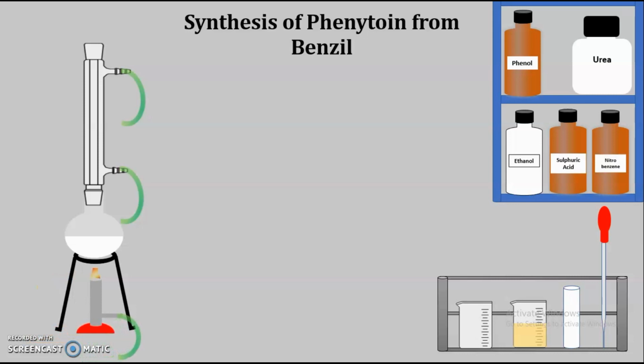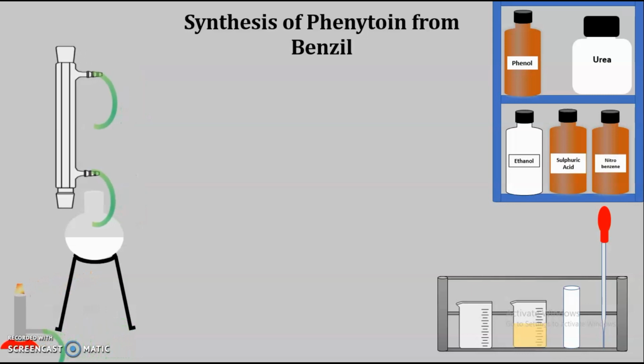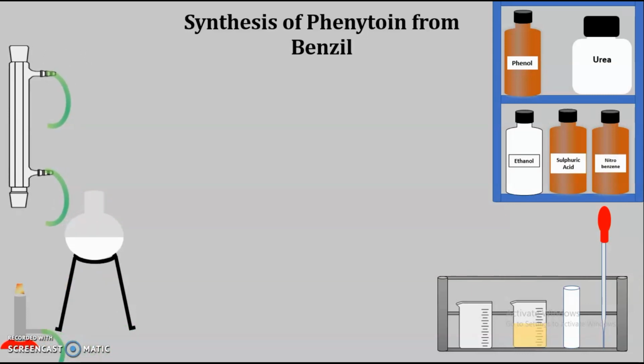Now we have to carry out the heating for 2 hours, and once these 2 hours are completed, we have to stop the heating. Then we have to remove the reflux condenser, and in the next step we have to add this particular filtrate into ice cold water. Here you can see we are going to carry out the addition of the ice cold water.